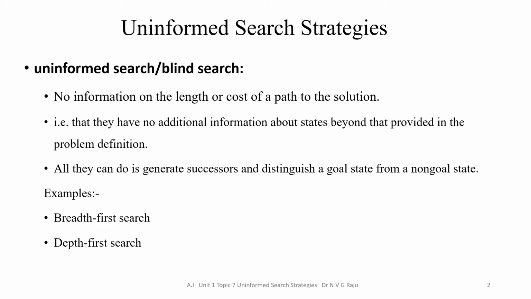And today's topic is uninformed search, also called blind search, where we don't have any information about the length or cost of a path to a solution. That means no additional information about states beyond that provided in the problem definition. What we have to do is generate successors and distinguish a goal state from a non-goal state. Today we are going to discuss two search tree algorithms, breadth first search and depth first search.